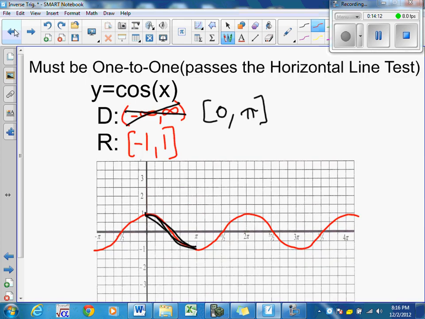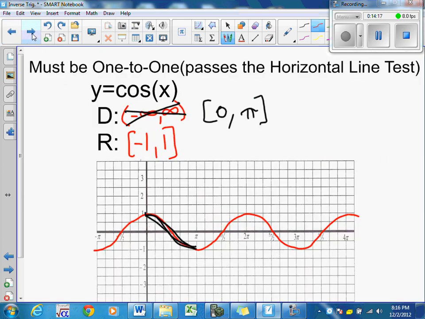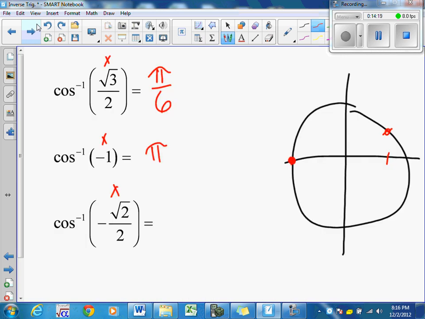When we were dealing with the sine, it was what angle gives me this y-coordinate? Remember, cosine's x, sine's y. Negative square root of 2 over 3. Well, negative square root is going to be about right here. So what is that angle going to be? That angle is going to be 3 pi over 4. Okay.